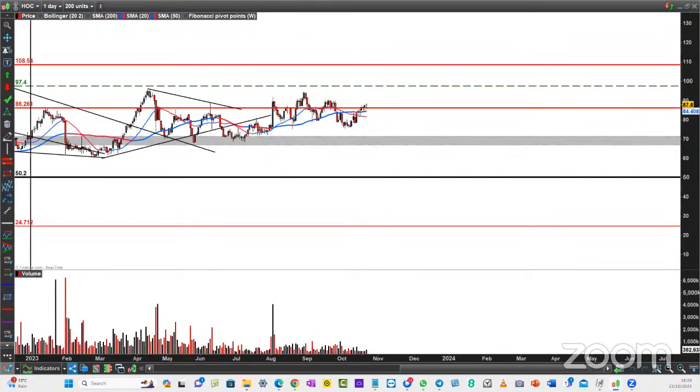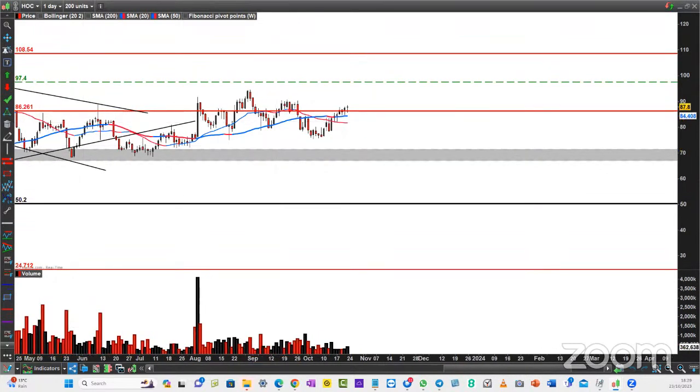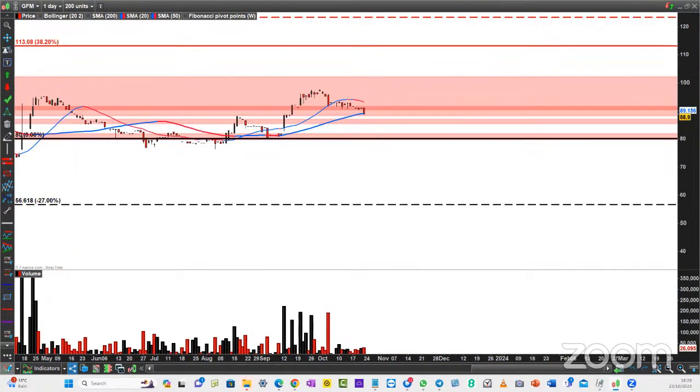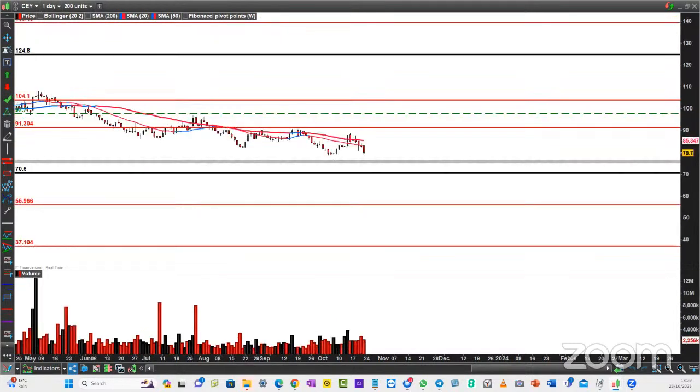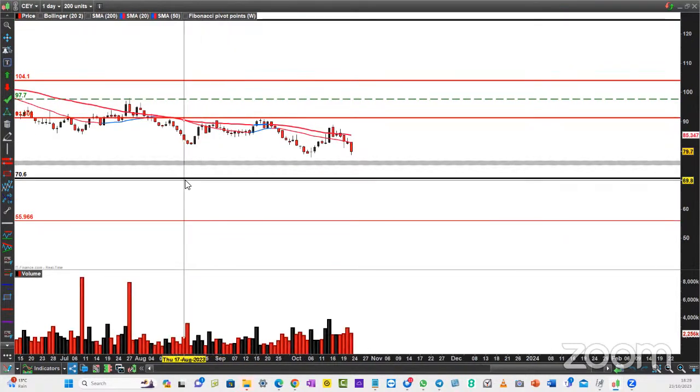Hochschild. That's already underway. Volumes are not bad on Hochschild. Griffin. No, the Griffin's horrible. Stay away from it. Centamin. Ooh, that's not behaving at all well. I think Centamin's got exposure to Egypt from memory. So that's close to the conflict. So that could be the reason why that one's falling back.